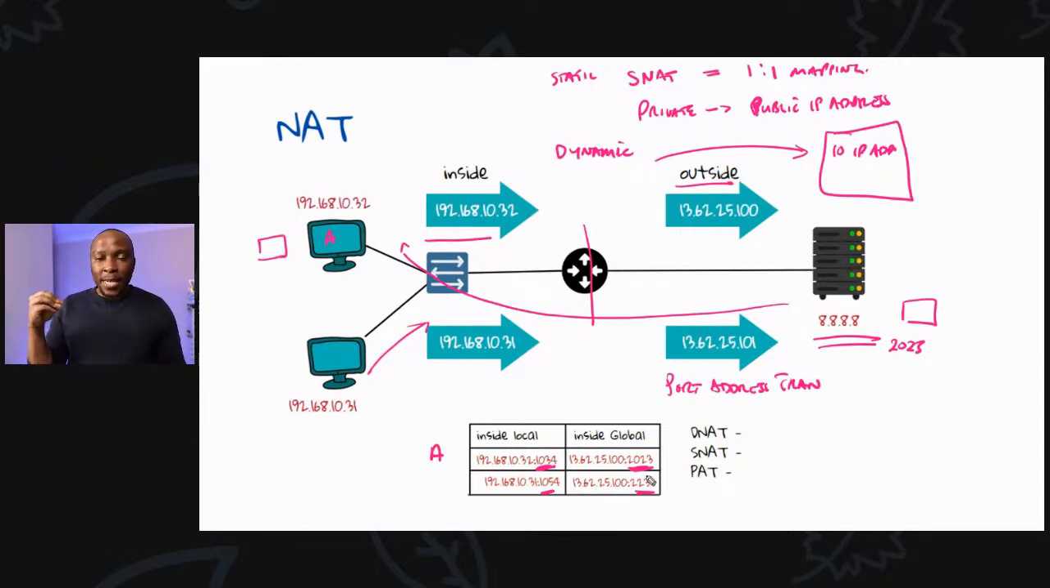Dynamic NAT is when you have a pool of IP addresses and you use the pool as required. When you're done, you return the IP address into the pool. And the last one is port address translation, which is one-to-many, which allows multiple devices to go onto the internet using one particular IP address.